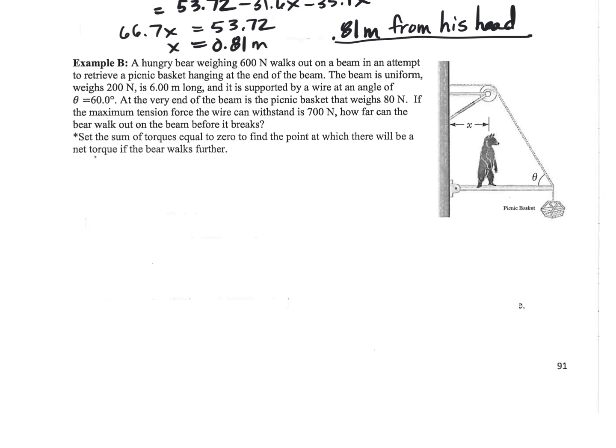You know why it says it's uniform? So we know where the center of gravity is for it, right? Center of mass is right in the middle. So immediately what we know is right in the middle of this beam, we have 200 newtons. Correct? At the very end of the beam is a picnic basket, so we got 80 newtons going downward this way. Maximum tension the wire can stand is 700 newtons. And we've got this bear at 600 newtons. So the bear is right here at 600 newtons downwards.